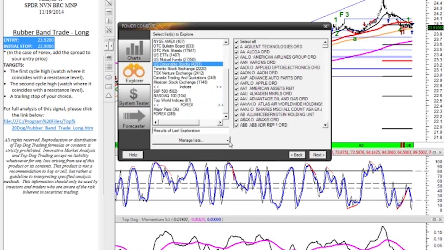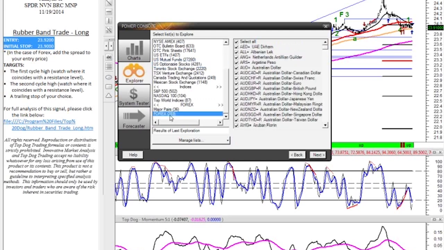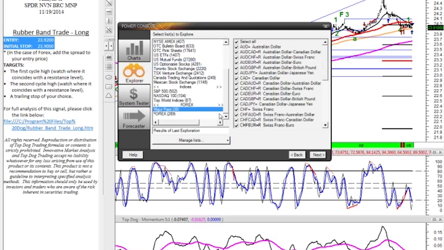Let's see. A bunch of questions on Forex. Can this be used with Forex? Does Metastock come with Forex and commodities data? Can you run it on the Forex pairs, please? And the answer to all of that is sure. It does work with Forex. I'll run it against the major pairs, all 36 of them.